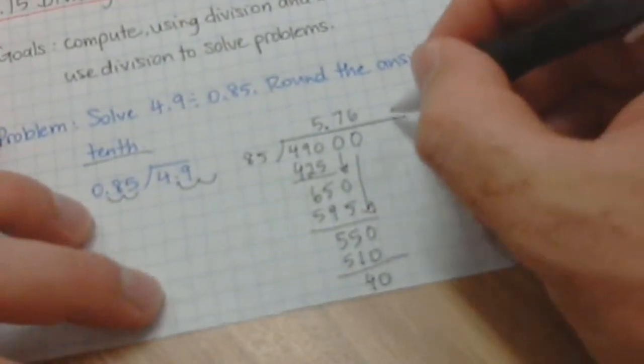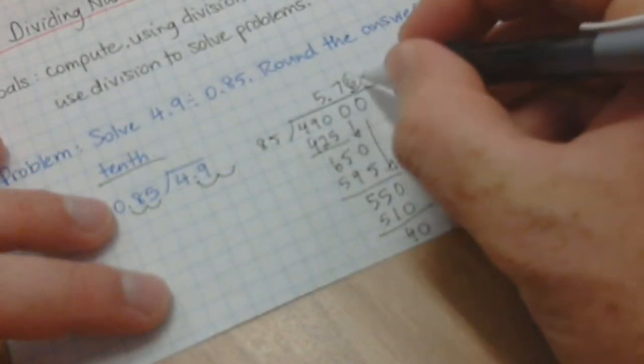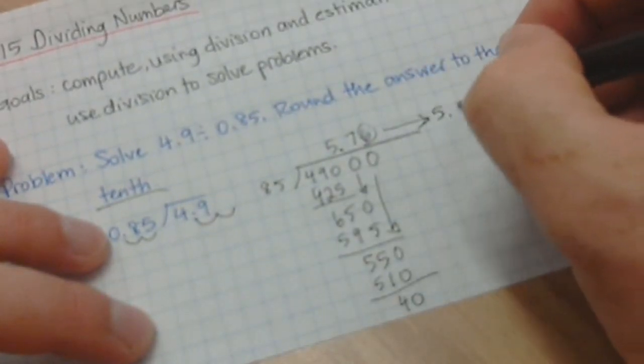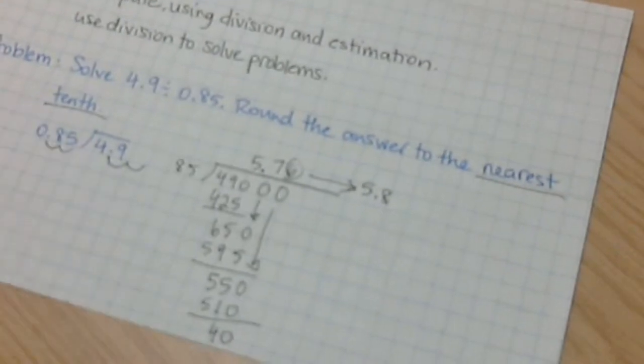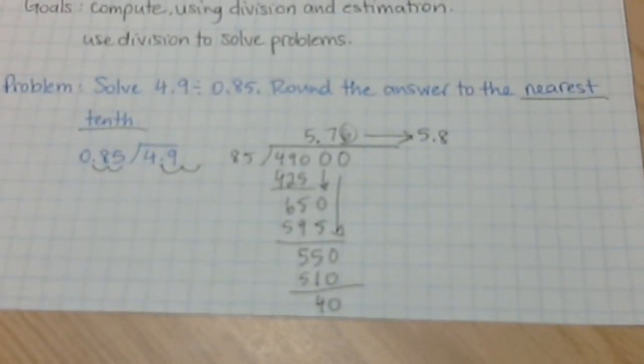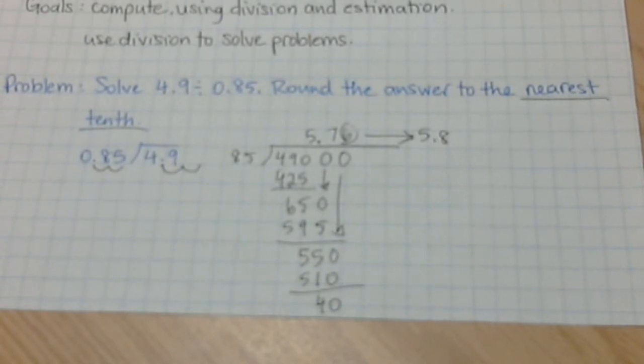And so 5.76, 6 is the key digit, it's 5 or more, which means we raise the score. So this becomes 5.8. So then we can say that 4.9 divided by 0.85 is approximately 5.8. We followed the instructions, we rounded to the nearest tenth, we didn't do more than we had to, and it all worked out. So, that's a bit of a refresher on doing some longer division, incorporating some decimals.